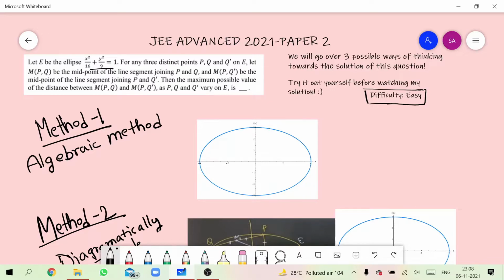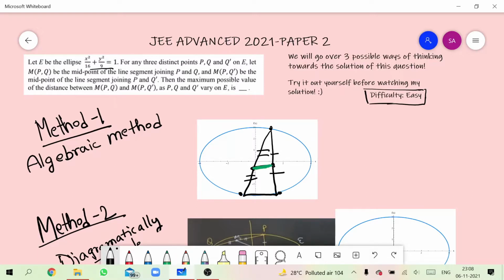Three distinct points are given to us, P, Q, Q dash, and we are required to maximize the distance of the midpoints joining the points P and Q dash. To visualize the question, we can simply plot the 3 points here. If these are the midpoints, we can see that we basically need to maximize this green distance.